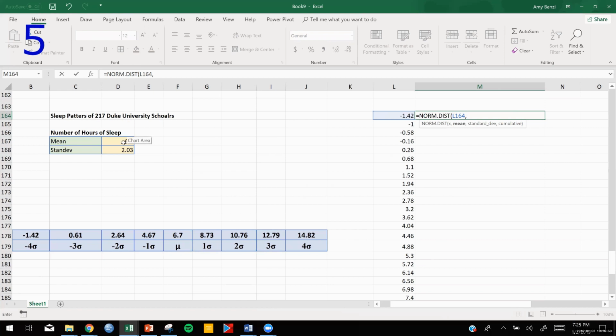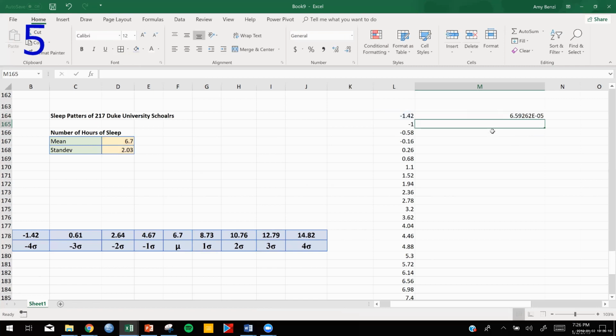I want my mean. My mean is right over here. I'm just going to click in it. Don't type it in, guys, because we're going to change this data. And once we change it, all this is going to have to change with it. So now we have our mean, comma, standard deviation, comma, and then for our cumulative, we're always just going to use false. Anytime we use it in this class, we're going to use false. All right, close my parenthesis and hit enter.